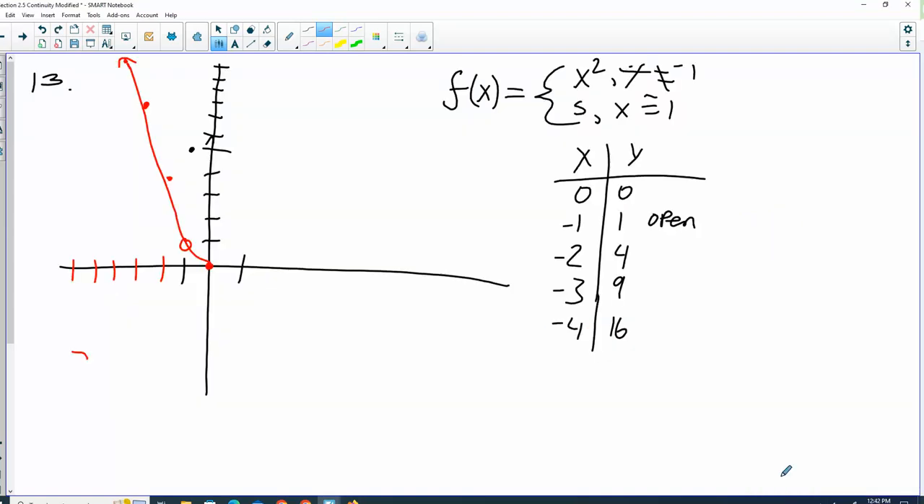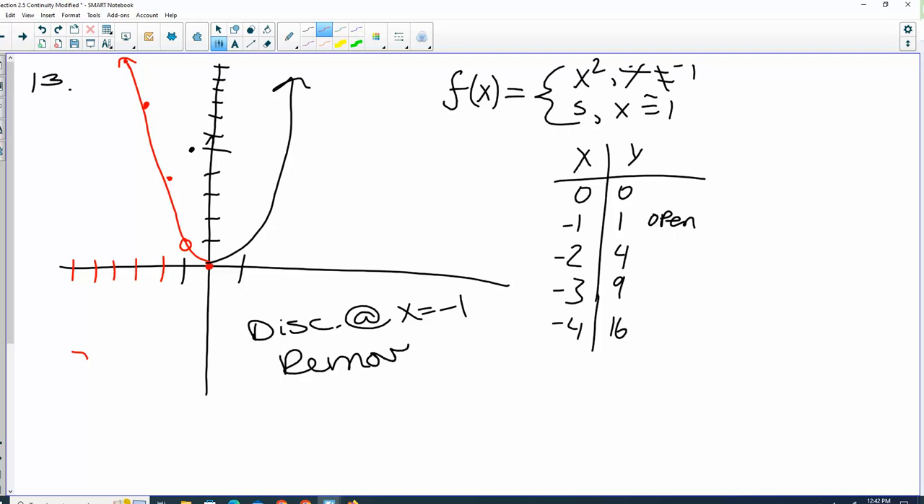All right, 13, you had a parabola with a hole in the middle. So where is this discontinuous? It's at -1. What type is it? It's removable. And why was it removable and not jump? Because it's 1 point. Yeah, because we had equal and not equal as our conditions.